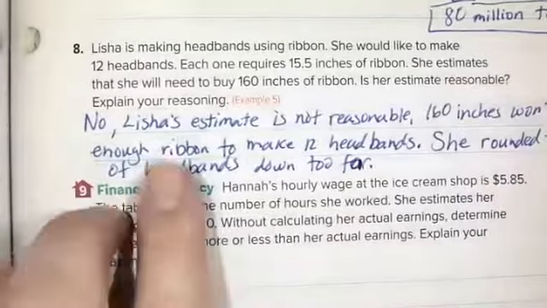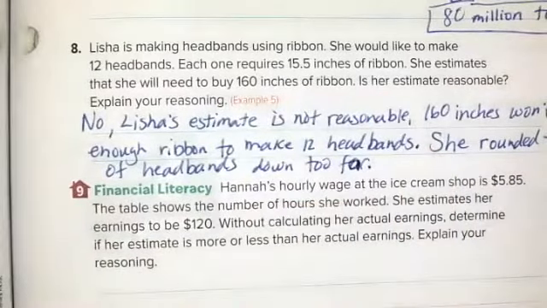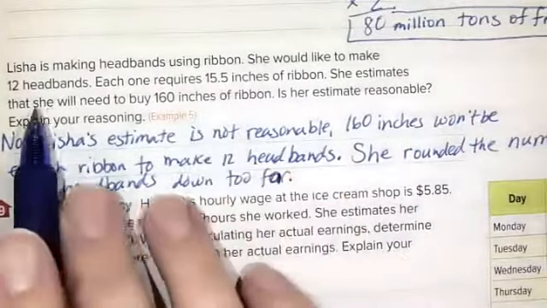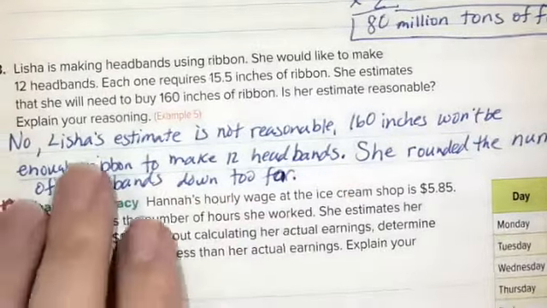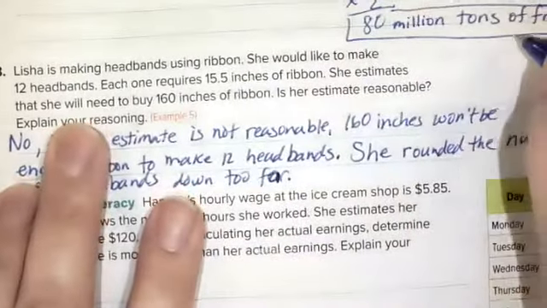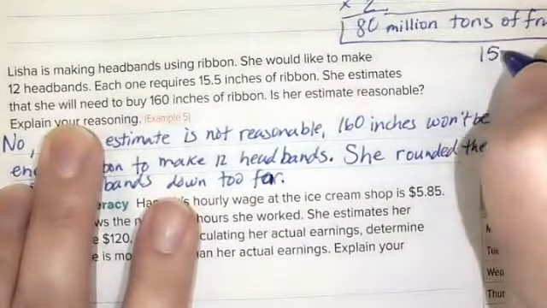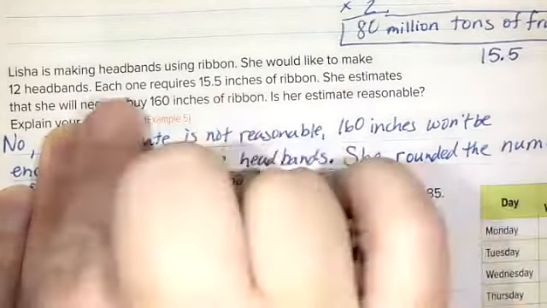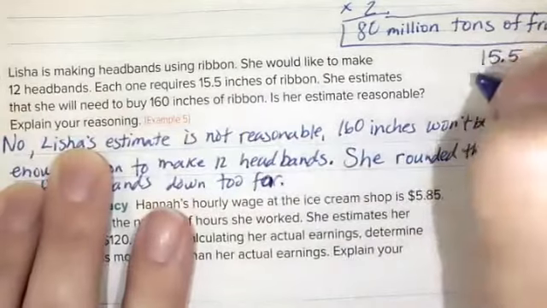All right, so let's take a look at how much ribbon she'll actually need so we can see how far off her estimate was. So 15.5 times 12, let's just see and make sure that we are correct, which we are, but let's just prove it. 15.5 inches of ribbon per headband times 12 headbands.